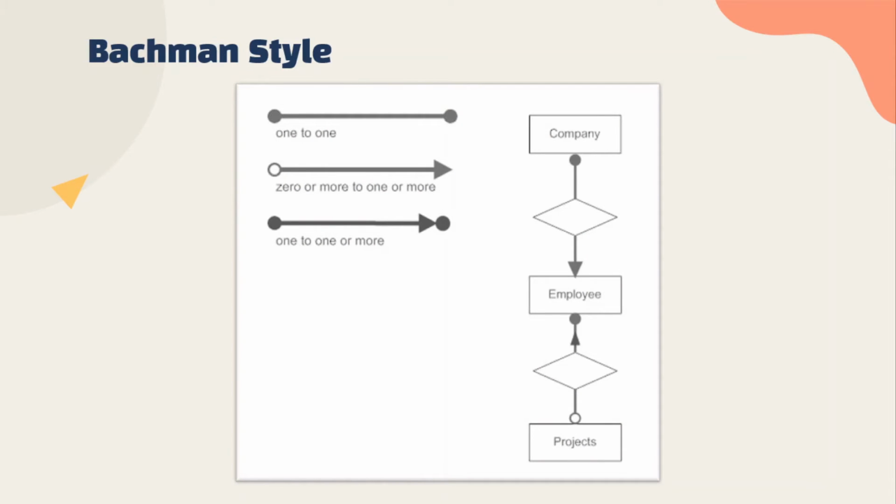And the third style is the Bachman style. The Bachman style can be seen in this picture. The Bachman style is described using symbols. For example, in this picture there is 1-to-1, 0 or more to 1 or more, and 1-to-1 or more.